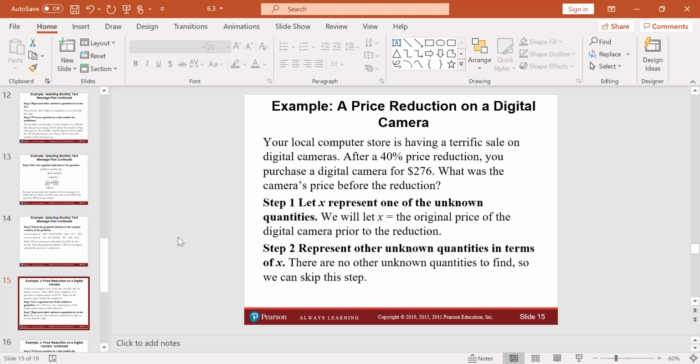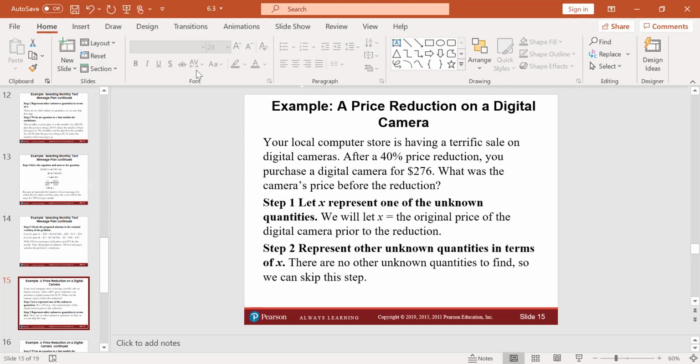Now, what they're going to do is give you a 40% price reduction. So whatever the original price of the camera, it's now 40% off. Then you're going to purchase the digital camera for $276. What was the camera's price before the reduction? This is an interesting one.